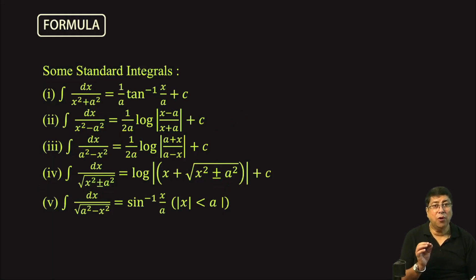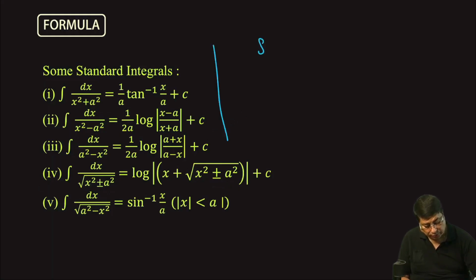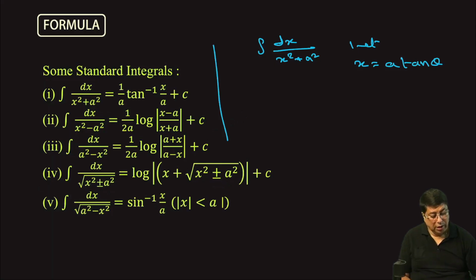So one very important thing to know is how the formula is coming. I am showing you just one. Suppose the first formula, I am showing you how it comes. That is very important. Suppose integration dx by x square plus a square. What will we do? Let x equal to a tan theta. So dx equal to a sec square theta d theta.